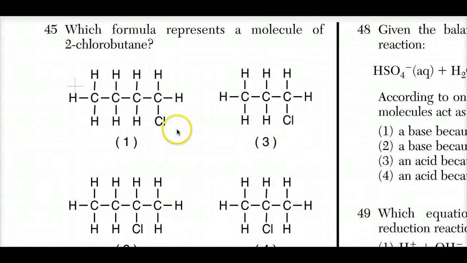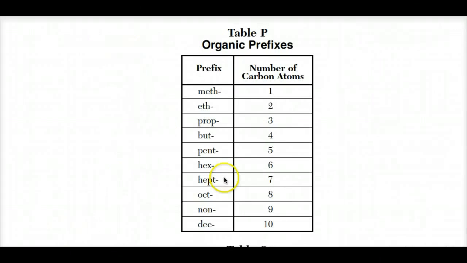Number 45. Which formula represents a molecule of 2-chlorobutane? In our organic unit, we learned the first thing is the longest continuous chain. And there's a but there. That's 4 carbons. If you don't know that, you go to table P. And there it is. This gives me the prefixes for the longest continuous chain of carbons. We had 4 carbons, or at least I said a but. So that's a 4-carbon chain.